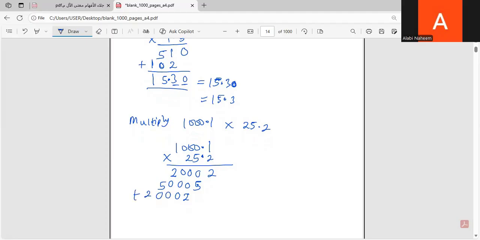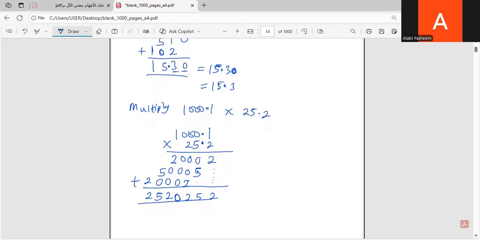So we now add, right? There's no number left here, so we have 2. Here, 3 plus 5 is 5. 0 plus 2, 2. We have only zeros here, so we have 0. 2 plus 0 is also 2. 5 plus 0 is also 5. And then we have 2 only here. So where do we place the decimal point?